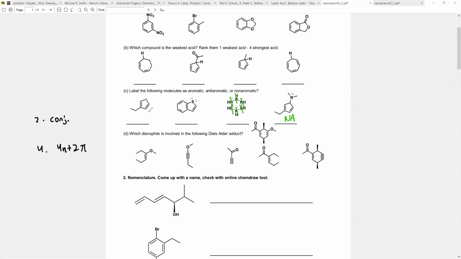Now, let's come back to the first one. We have a radical here, which means that when we do our pi electron count, the number is not going to even out very well in 4n+2. I'll tell you what, anytime you see a radical, non-aromatic. So easy, boom. So that just leaves these two in the middle here.